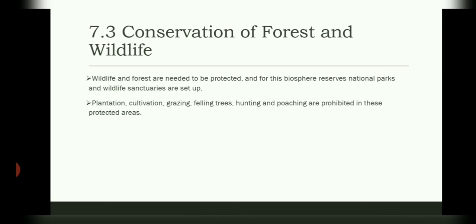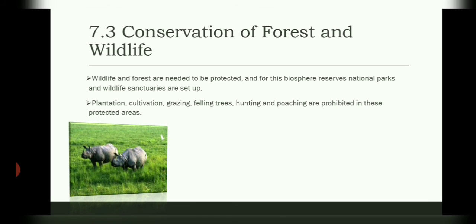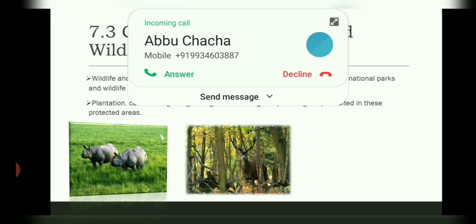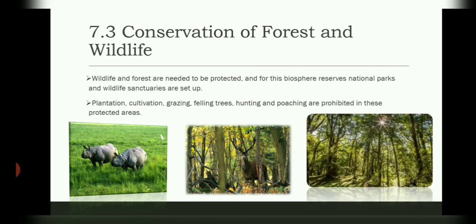7.3 Conservation of forest and wildlife. Wildlife and forests need to be protected, and for this, biosphere reserves, national parks, and wildlife sanctuaries are set up. Plantation, cultivation, grazing, felling trees, hunting, and poaching are prohibited in these protected areas.